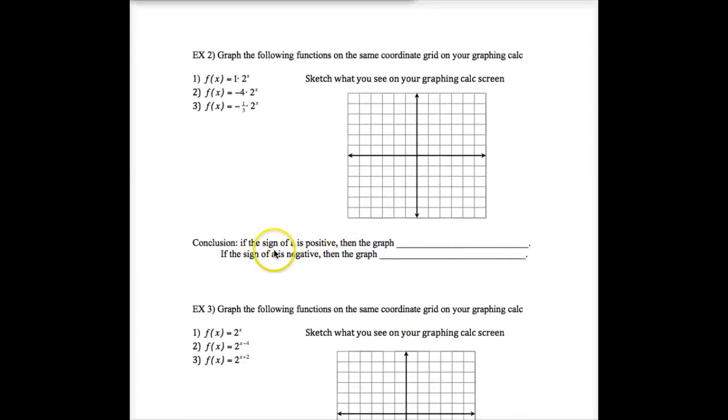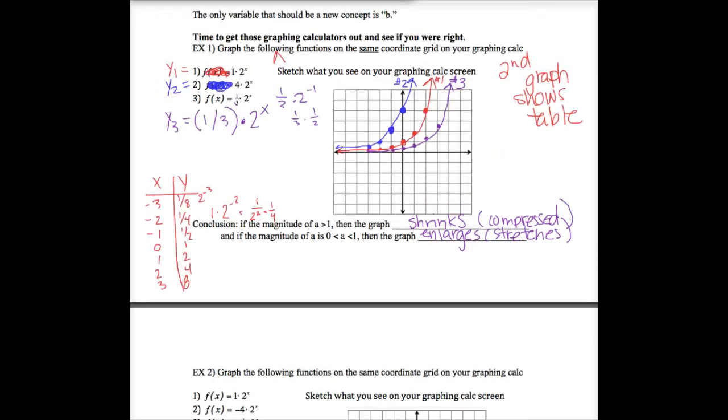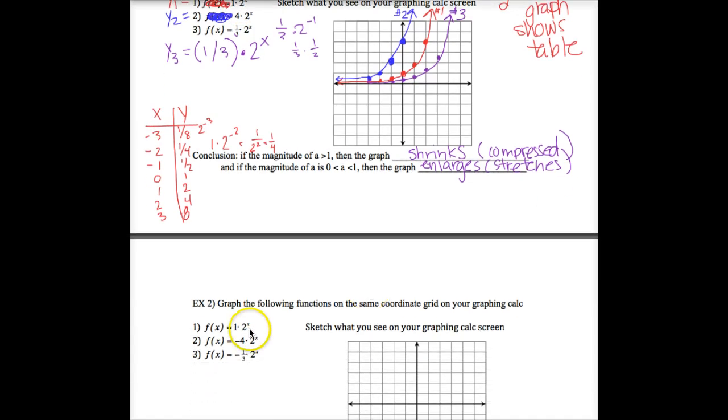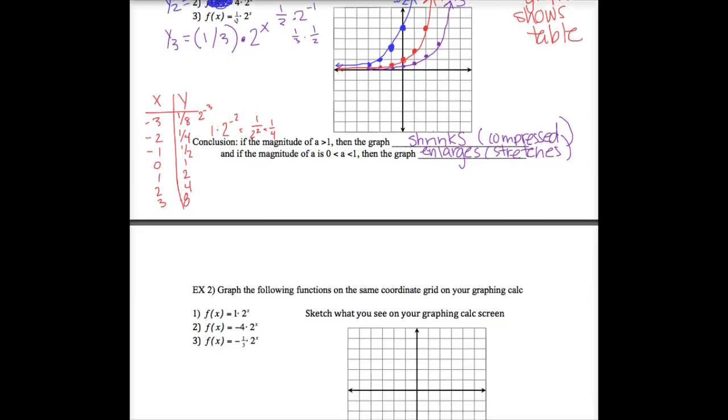Example 2, graph the functions on the same coordinate grid on your graphing calculator. So same thing. Notice the number 1 is the same, so don't retype it. Look at number 2. The only thing that I've changed here are the signs. So save yourself some time. Keep the ones that you already have in your graphing calculator and just change the signs on 2 and 3. 1 is exactly the same, so I'm going to graph it exactly the same way I did before. Maybe I'll even use the same color.